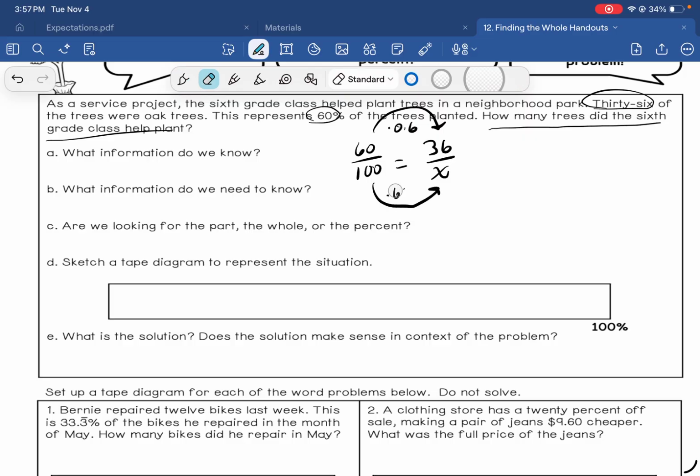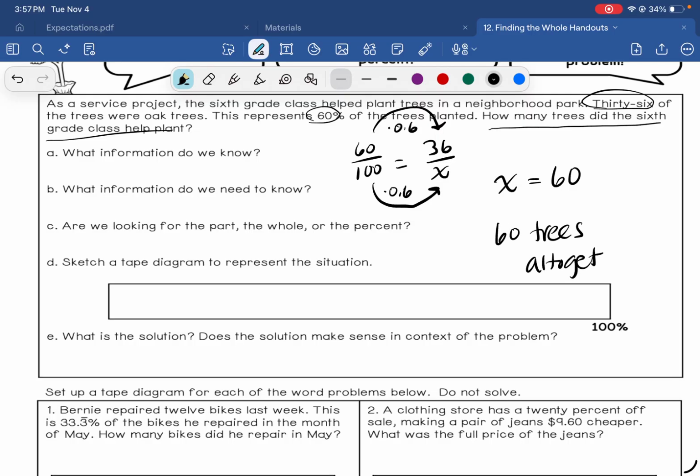So, let me erase that, times 0.6. And so if we were to do that, if we do 100 times 0.6, move that decimal over twice, that would be 60. So there were 60 trees all together, and that's our answer.